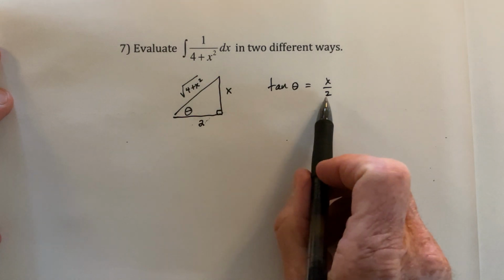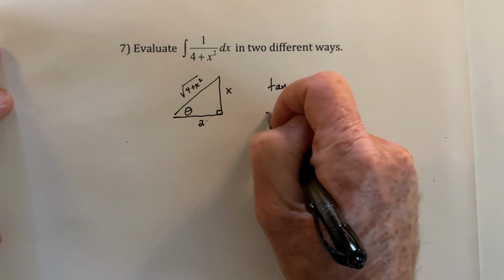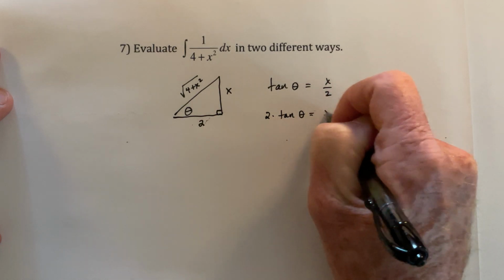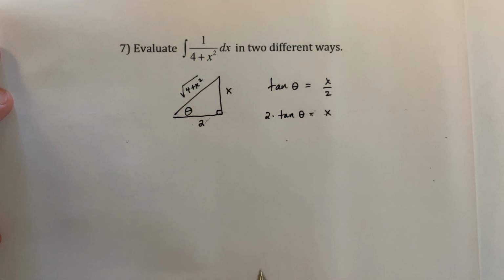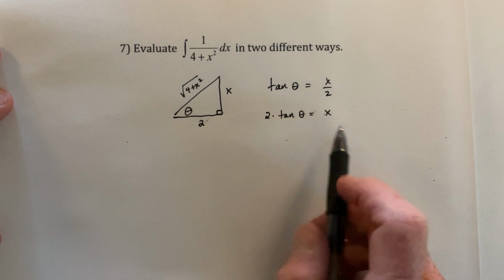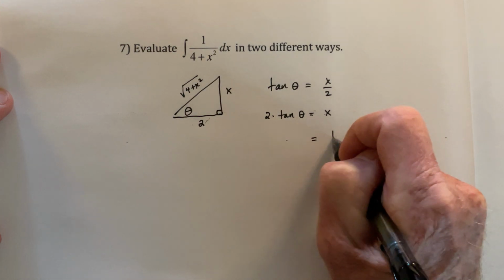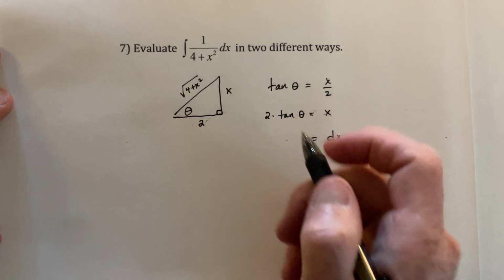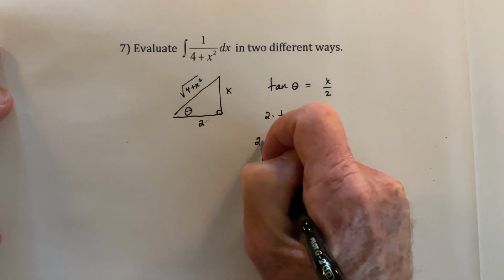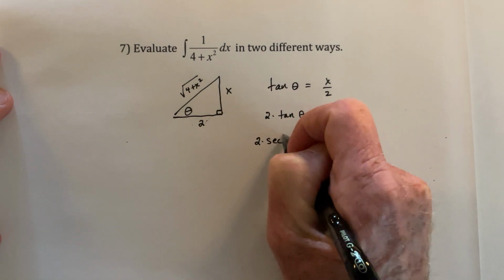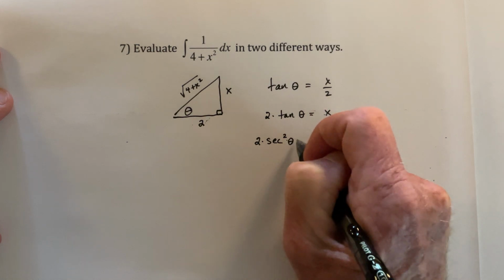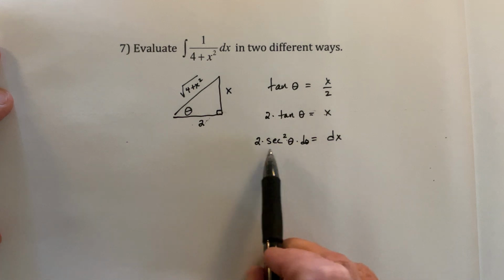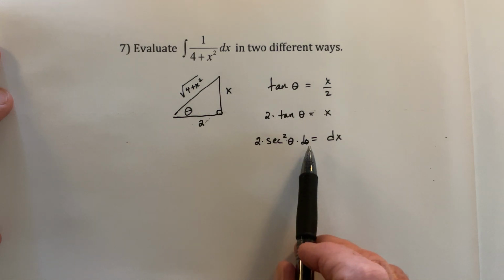And then I can very quickly solve for x. So 2 times tangent theta is equal to x. And now take the derivative. So on the right side, it's just going to say dx. The derivative of tangent is secant squared. So this will be 2 secant squared theta times d theta. All right, so the dx is going to get replaced with this.